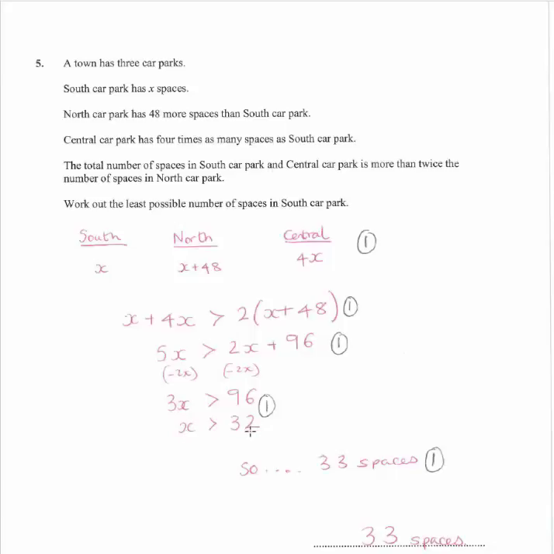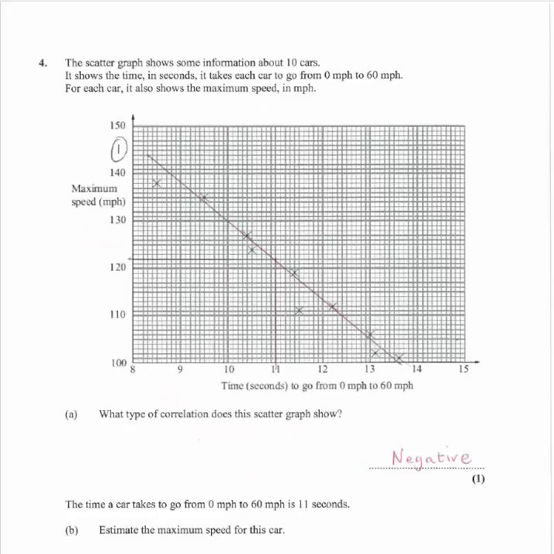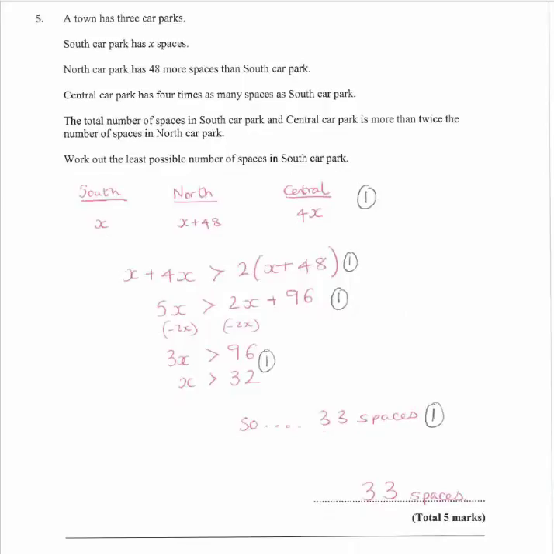So the least possible number of spaces in South car park is 33. Why? Because it's got to be bigger than 32, and it's got to be a whole number. That's 1 mark for that. So you can see where the marks are being awarded. 5 marks for this particular question. Do what you can. Even if you manage to do that, you'll get a mark. Doing that, you'll get a mark. Do what you can do.